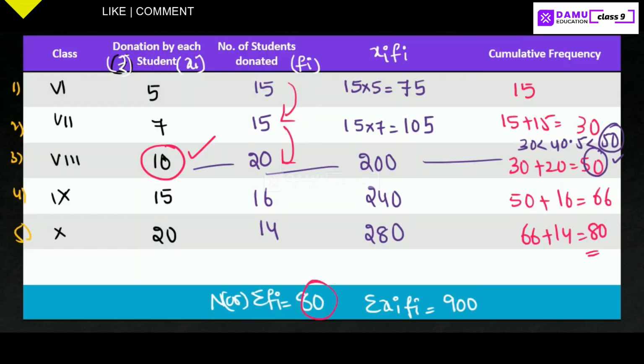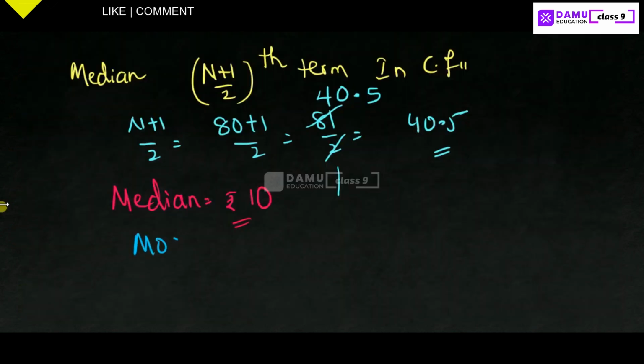Next, our mode will be, what is the highest value here? The number of students, which one is the highest? 10, 20. So here 20 is the highest one. For that we need to go with the mode also. Mode will be equal to 10. So like this we need to find.